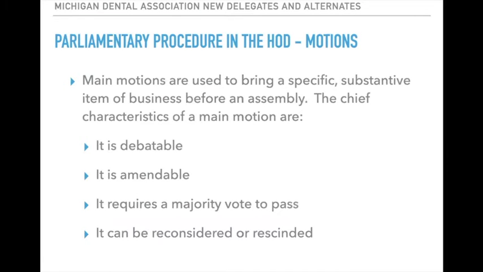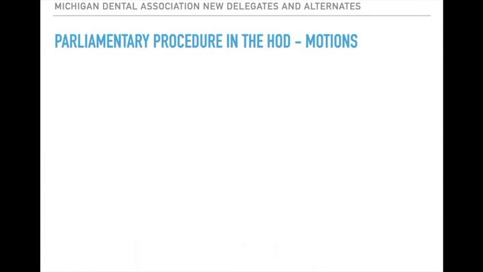So as we look at it, we talk about a motion. You'll hear me say the word motion, and we'll talk a little bit regarding this later, but main motions are used to bring up specific substantive items of business before an assembly, ours. A main motion can be debated, it can be amended or changed, it requires a majority vote to pass. It also can be reconsidered or rescinded at a future time as well.